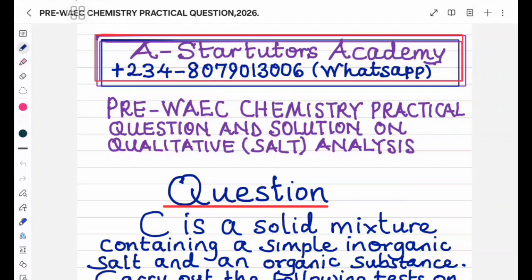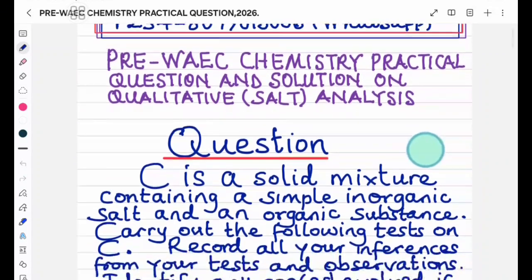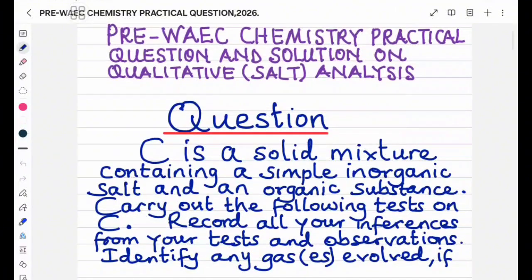Today we shall be looking at a practical question on qualitative or salt analysis in preparation for the forthcoming examination for students. We are considering a qualitative analysis on a sample labeled C. And here is the question.